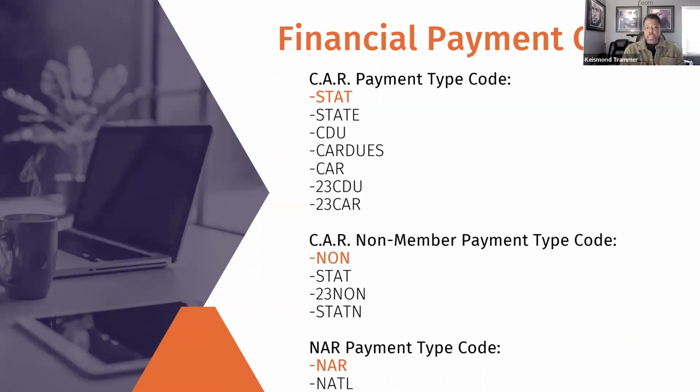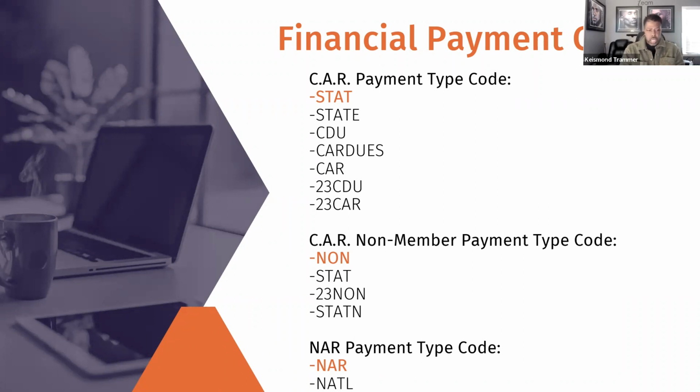Also, non-member payment type codes that we will accept are NON, STAT, 23 NON, and also STATN. For NAR, their payment type code is NAR NATL. The good news is if you get NAR's payment type code incorrect, it doesn't matter because they're not actually looking at whether or not the association is uploading a payment type to their system.